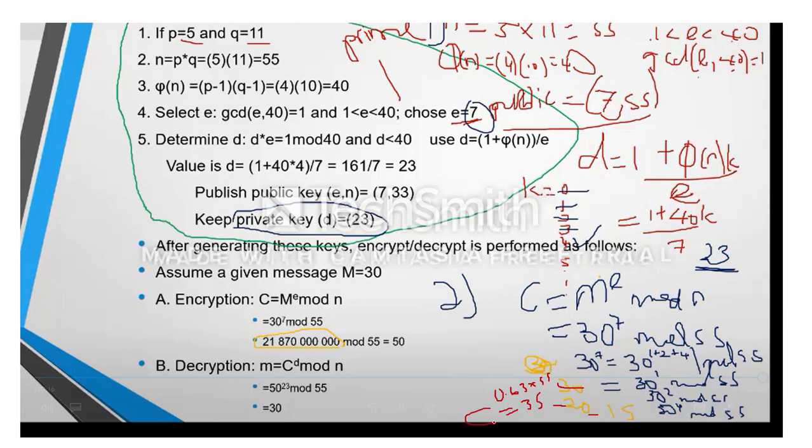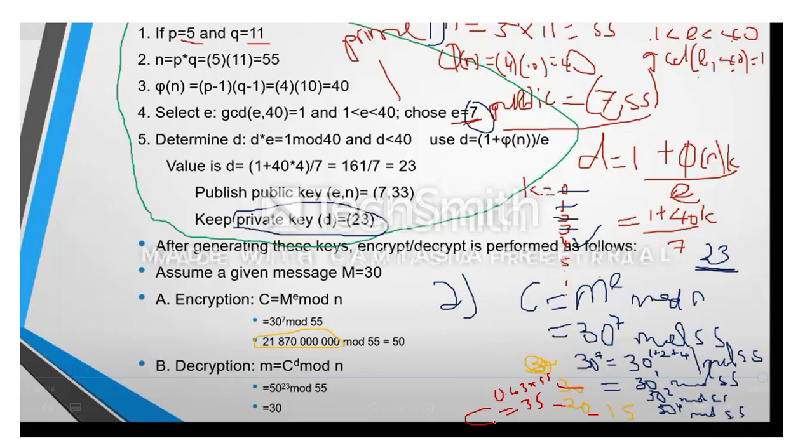35 is your ciphertext. This is the converted message, rather. Let me put it that way. This is the converted message from the plain text into ciphertext, and this is the message which is going to be transmitted. It can be intercepted, but someone is going to view 35. It's not the original message.